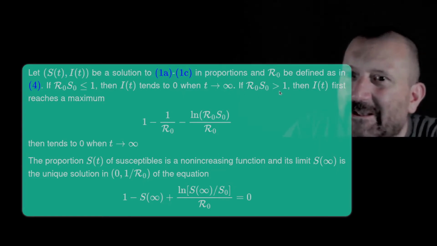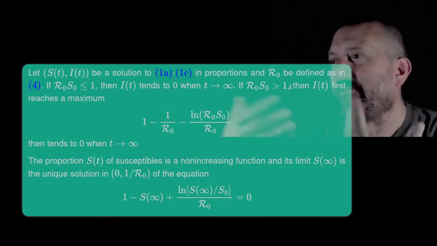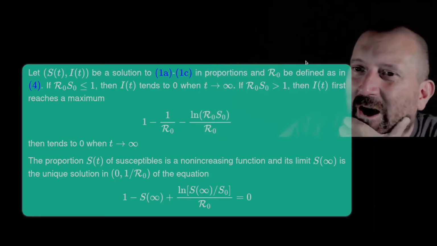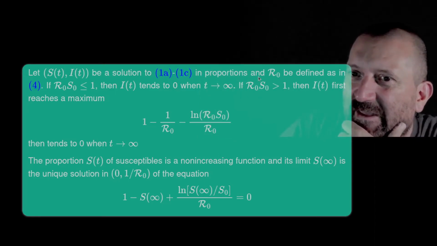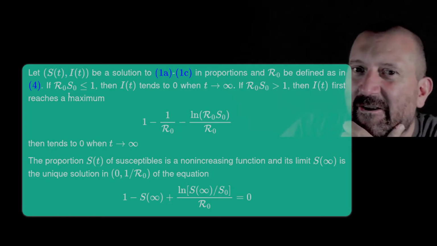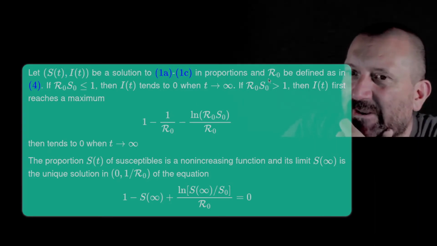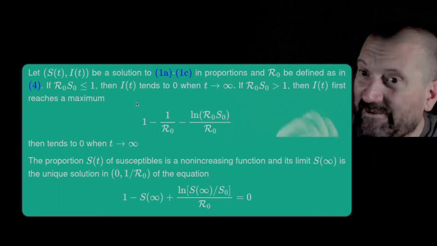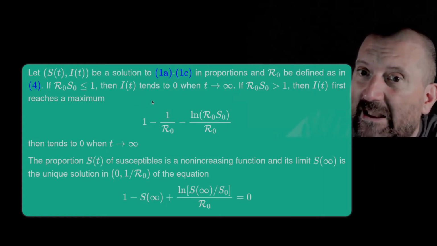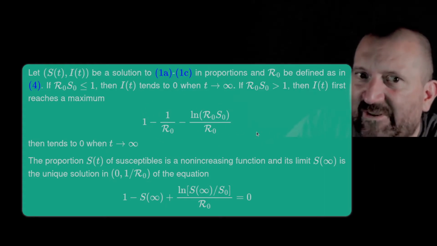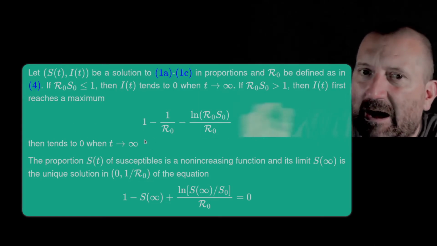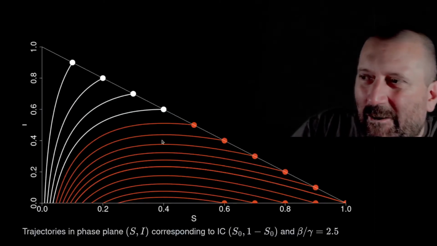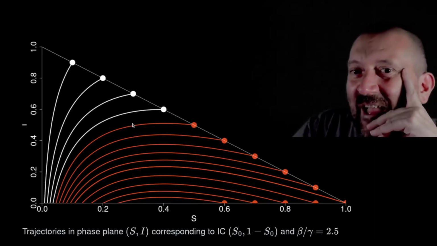If R0 is times S0, remember that I said if I don't normalize, I'll multiply by S0. So what happens in that case means that R0 is greater than 1 and R0 is less than or equal to 1. But if R0 times S0 in this normalized case is greater than 1, then first I reach a maximum, and I can compute this maximum explicitly. Then I goes to 0. Okay, so this is what this is saying here. But this is the R0 times S0.